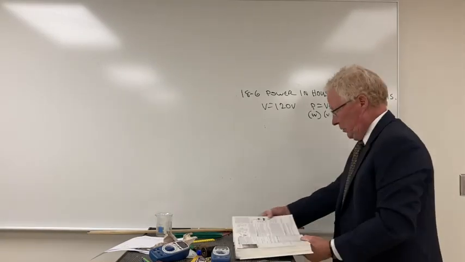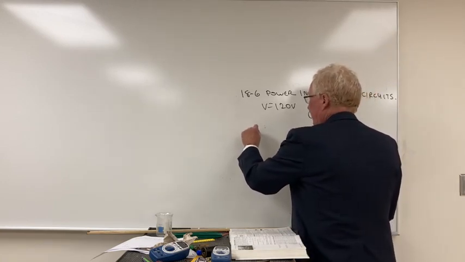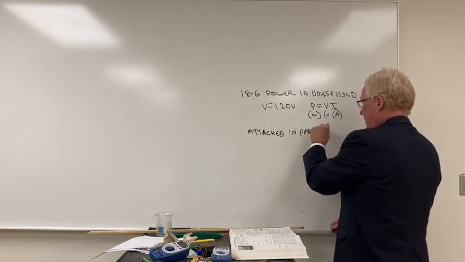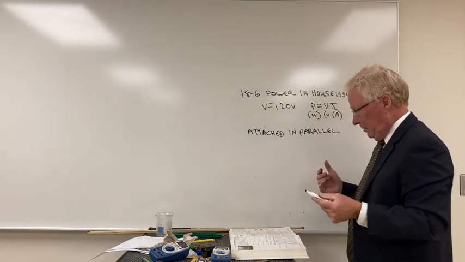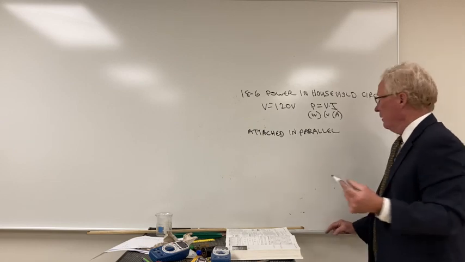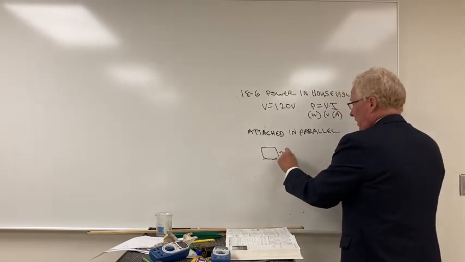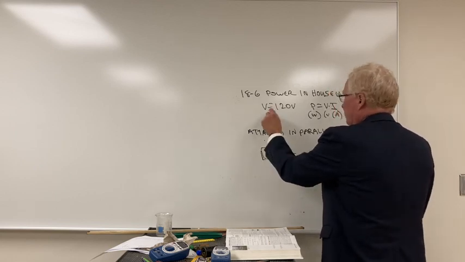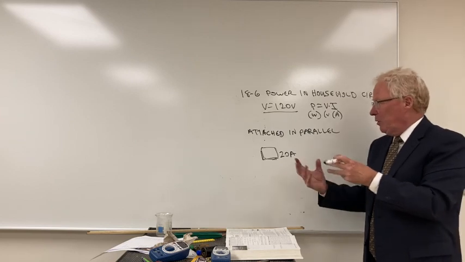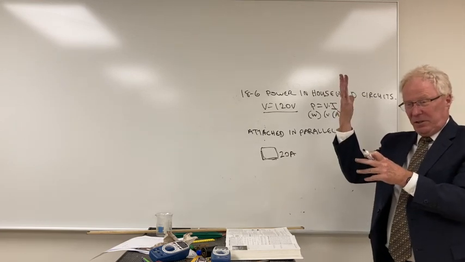What we have here is that these are all attached in parallel, meaning they're all hooked up in parallel to the circuit. Now, if you look at your circuit breaker downstairs, you have a switch, and they're all based on some kind of current, say 20 amps. They're all running at 120 volts, 20 amp circuit breaker. What does that mean? Each circuit breaker is maybe hooked up to one part of the house that has a couple outlets, a light switch, and so on.